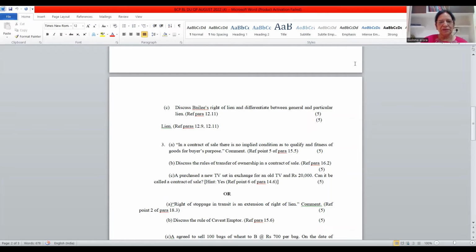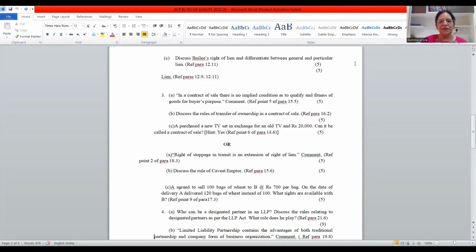Next, B part is, discuss the rules of transfer of ownership in a contract of sale. Now, this transfer of ownership can be discussed under two headings: the rules regarding transfer of ownership in case the goods are specific goods, and in case the goods are future and unascertained goods. So, friends, refer para 16.2 for the answer for this question.